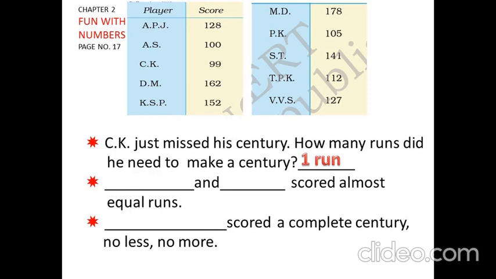APJ scored 128 runs. VVS scored 127 runs. So we can also say that APJ and VVS have also scored almost equal runs. They are not equal, but they are almost equal. So you can choose any of these options. I am choosing AS and CK. AS and CK scored almost equal runs. You can also write APJ and VVS.